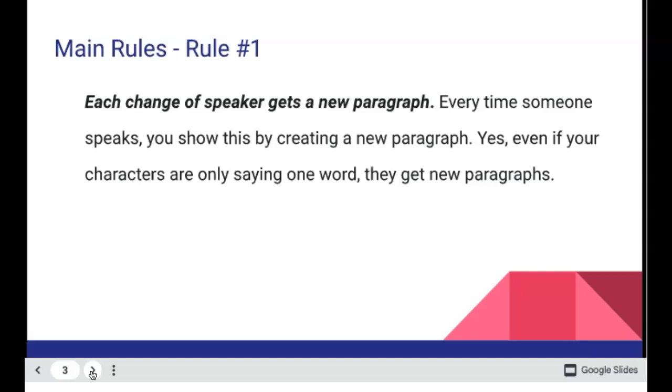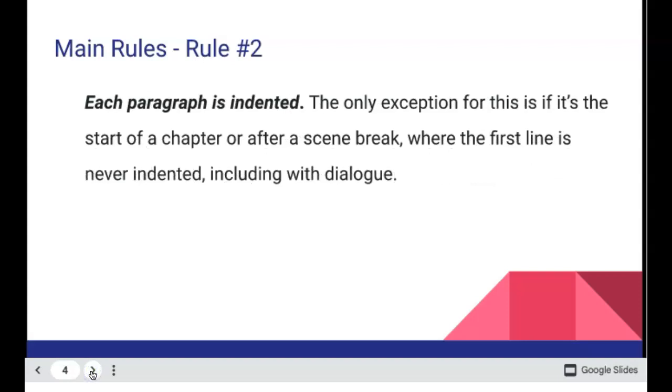Every time there is a change of speaker, we get a new paragraph and it's indented. That's why when you open up a book and look at dialogue, sometimes an entire page gets filled up pretty quick with just people speaking, because it starts a new line every time there's a change of speaker. If there's two people going back and forth, it's a whole bunch of indented lines, and that fills up the page much quicker. Rule number 2, as I said, is each of those new paragraphs is indented.